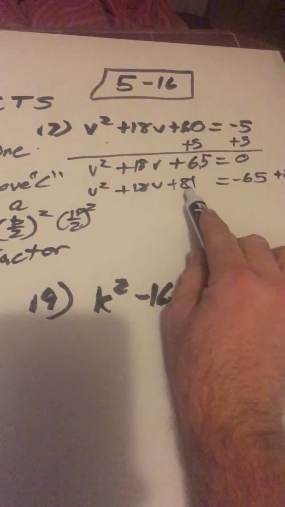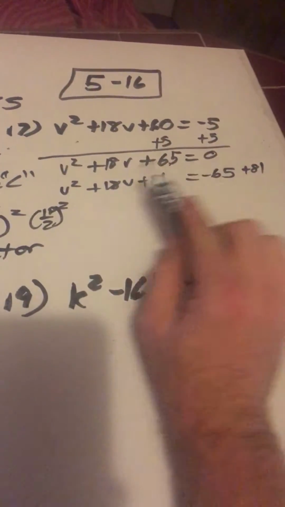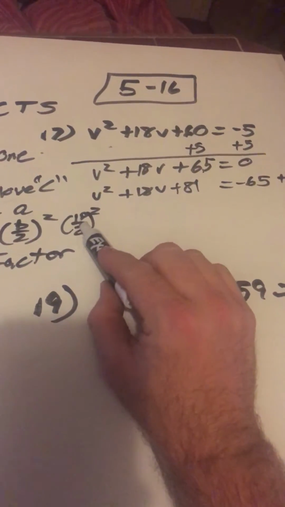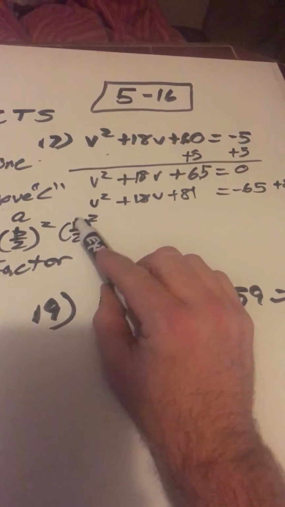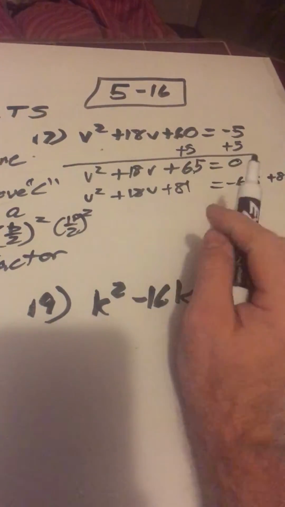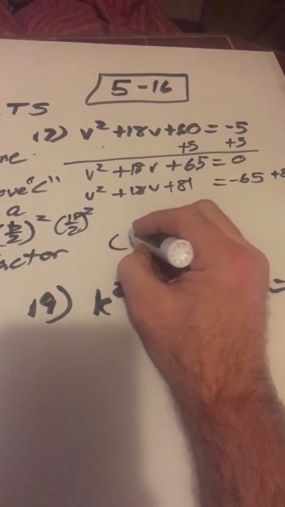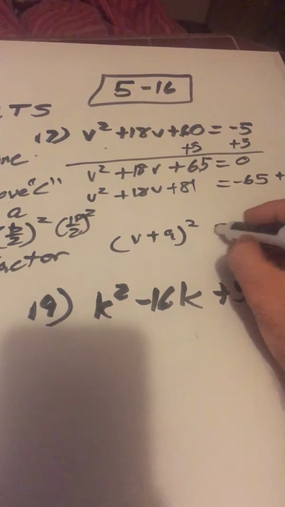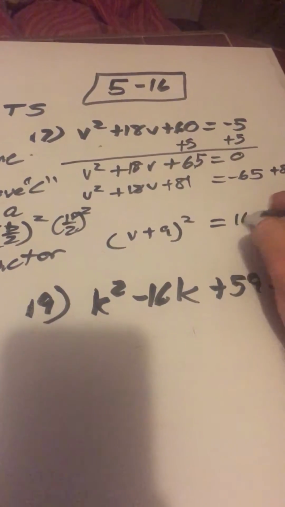And so now we've added b over 2 squared to both sides. So now we factor. Now remember what I said. What was your number inside the parentheses? Well, it's a positive 18 over 2, so it's a positive 9. So it's going to be v plus 9 squared equals 81 minus 65, which is 16.